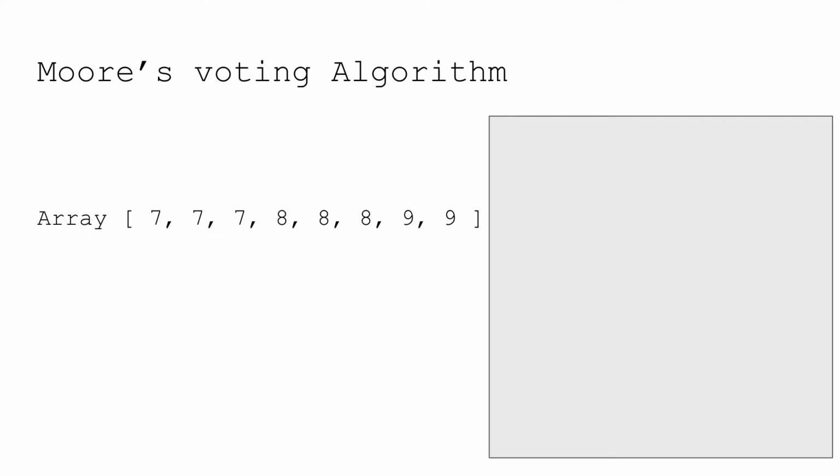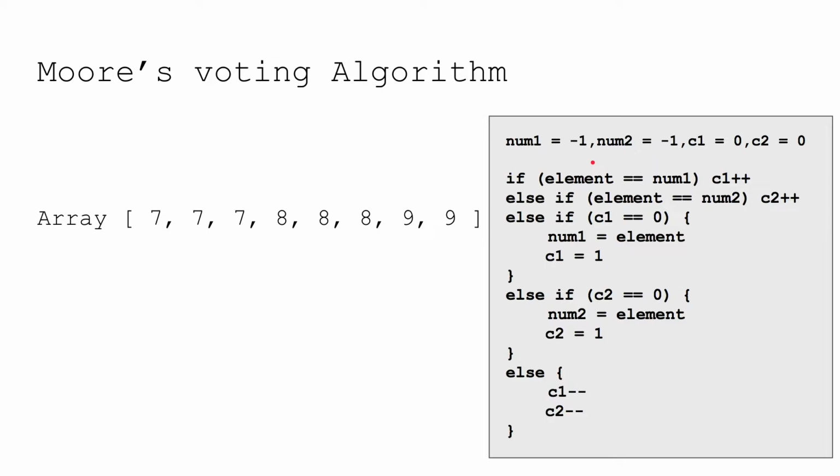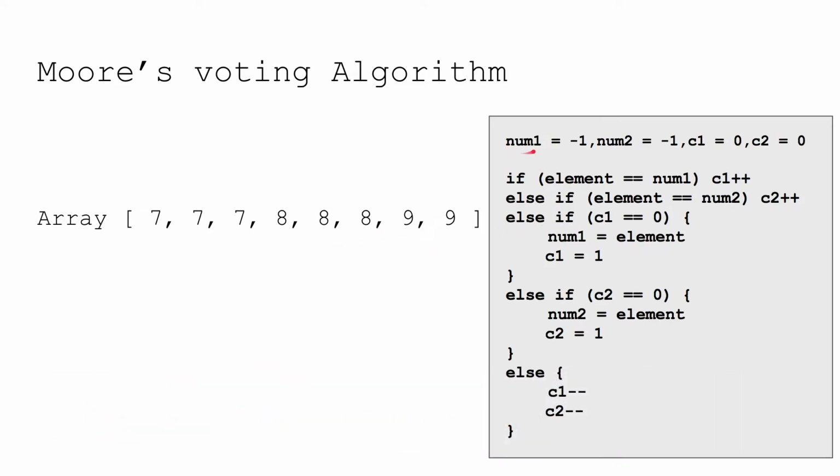So let's see Moore's voting algorithm. Here the algorithm looks something like this. I'll explain each and every line, so don't panic here. This is the sample array on which I'll be doing the dry run. So let's first understand this algorithm. Here first we will declare two variables num1 and num2 and we will initialize their values with -1. Okay, and then we will keep two counters, counter 1 and counter 2, and we will set the value to 0 for both these counters.